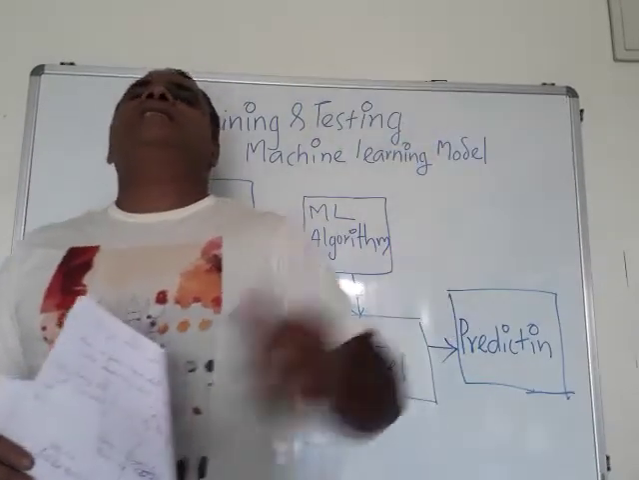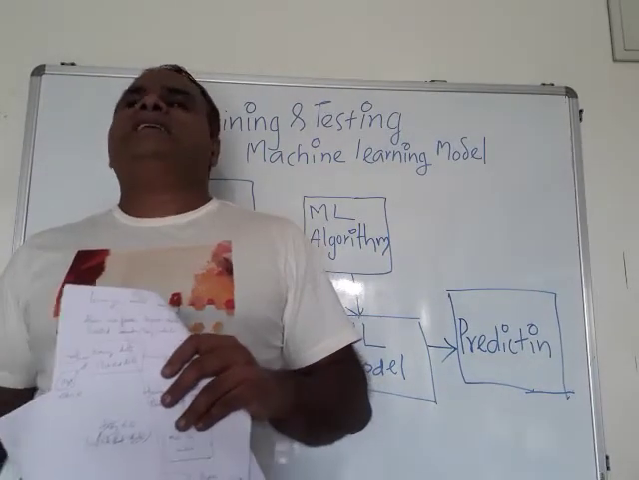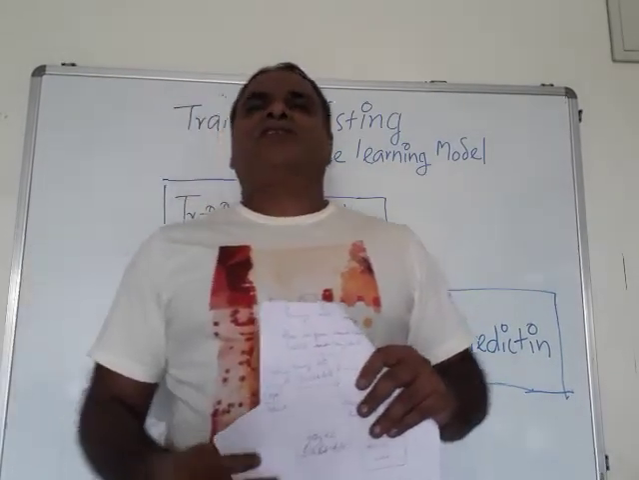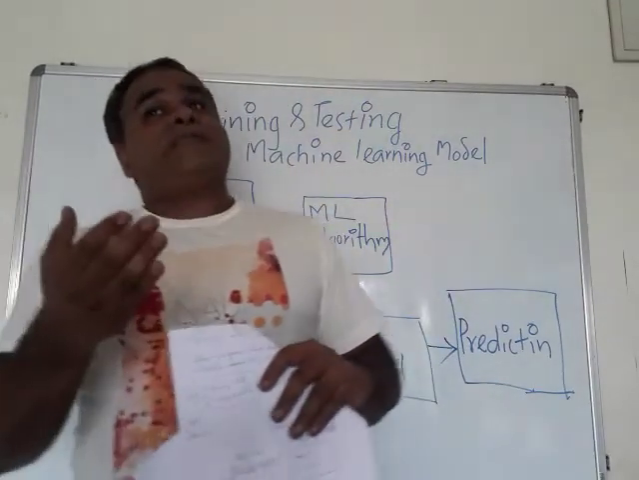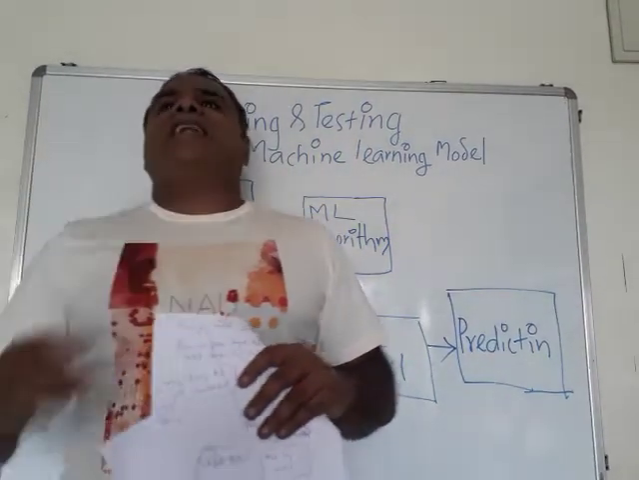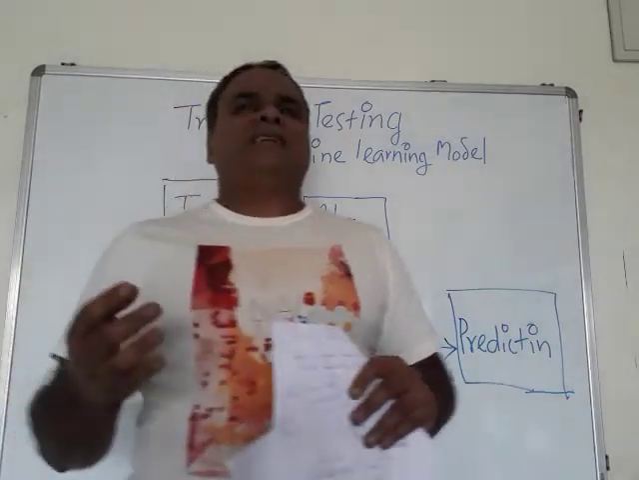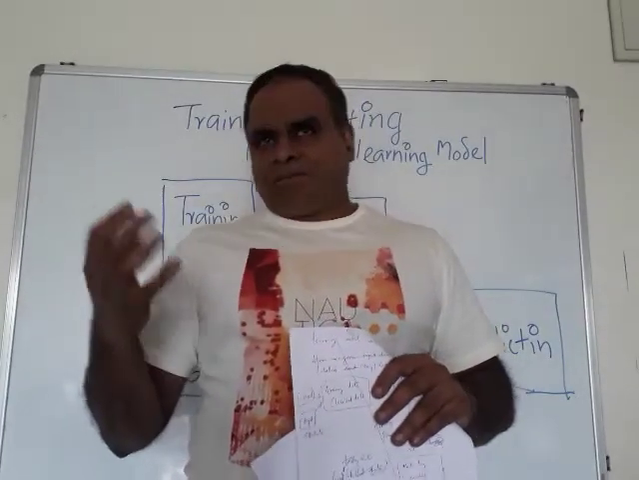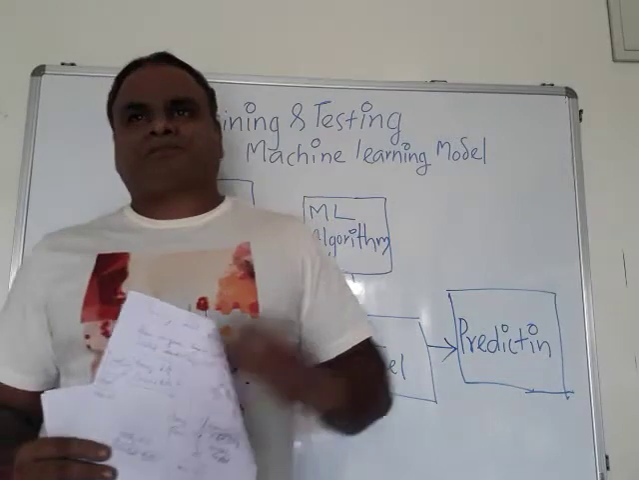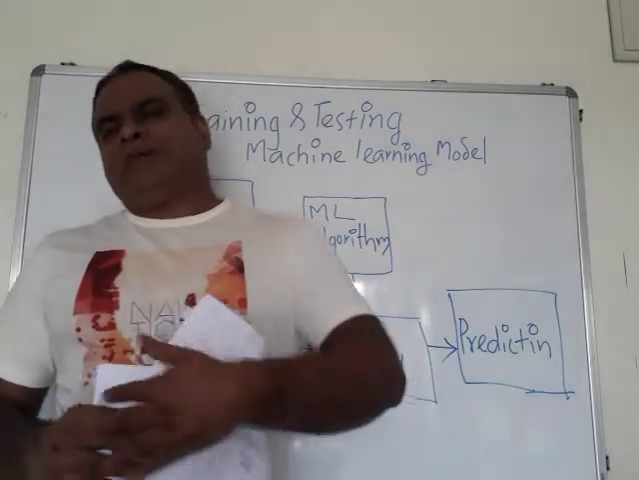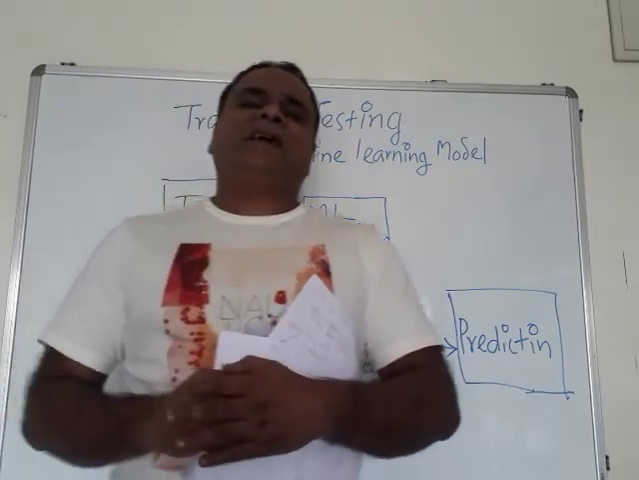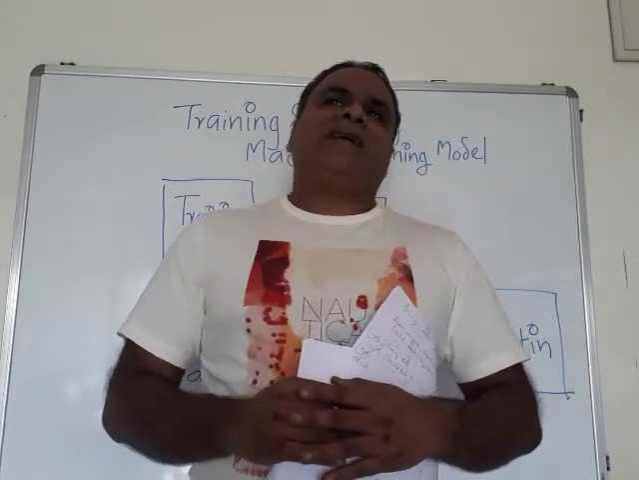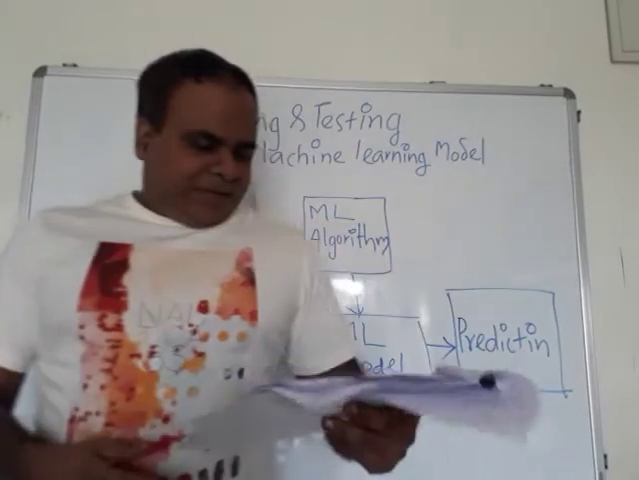For a machine learning model, it's really easy to process labeled data. So labeled data you can call the training data as well, and unlabeled data you call the testing data. So this is all about the data. There are two types of data: labeled data and unlabeled data.